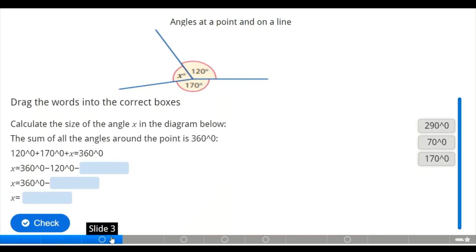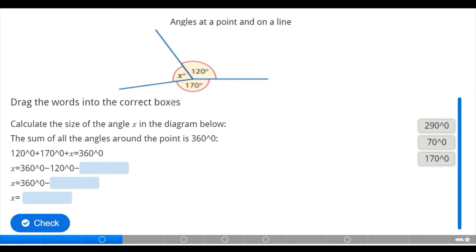For angle at a point, we have this diagram here. We have 170 degrees here, we have 120 degrees here, and we have X degrees here. If you look at this rotation, this is more or less like a complete revolution, which is 360 degrees. So we are going to calculate the angle X by equating the sum of all these angles to 360 degrees. We add up 120 degrees and 170 degrees, then we subtract from 360 to give us the value of X.